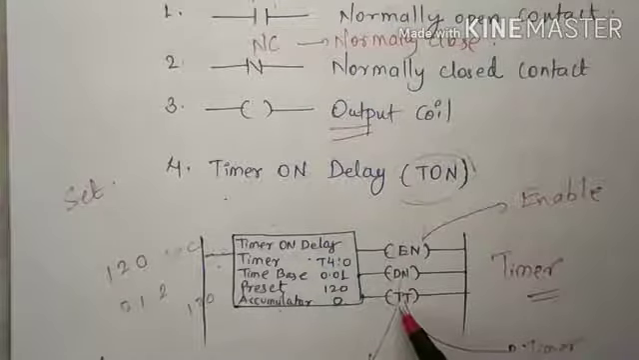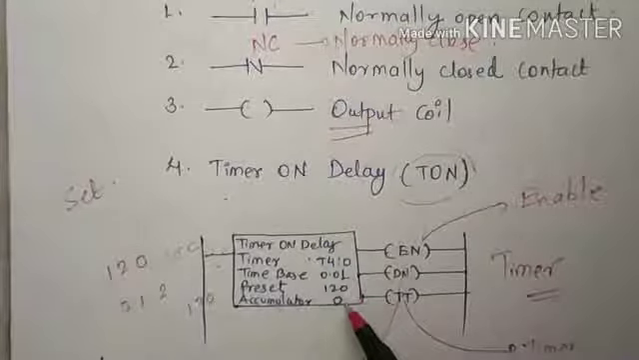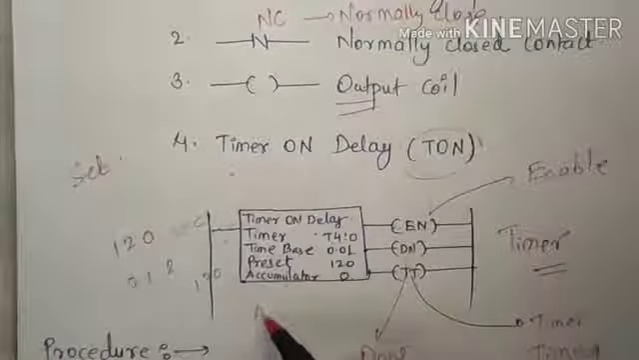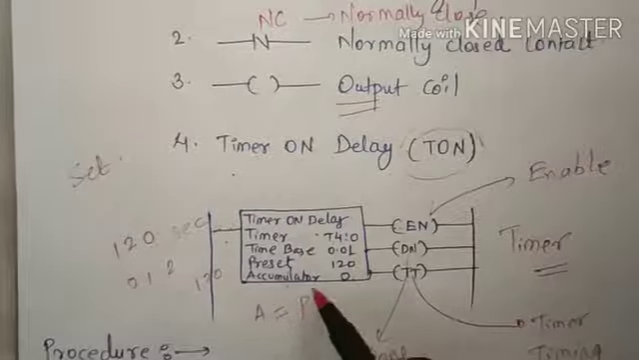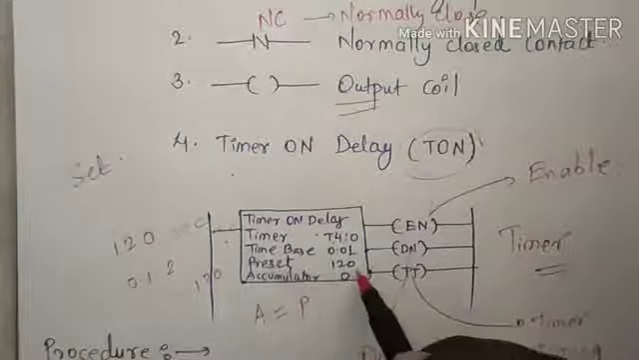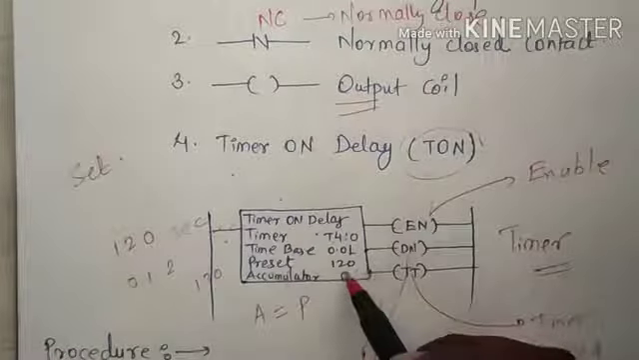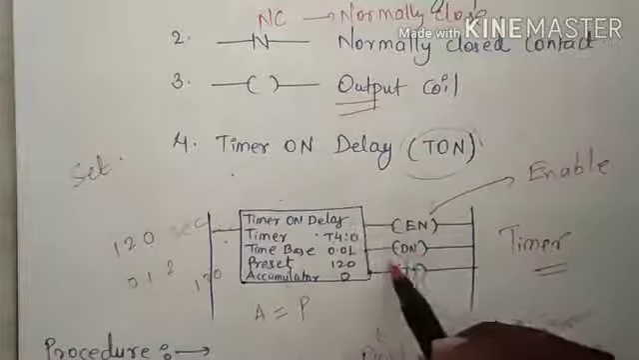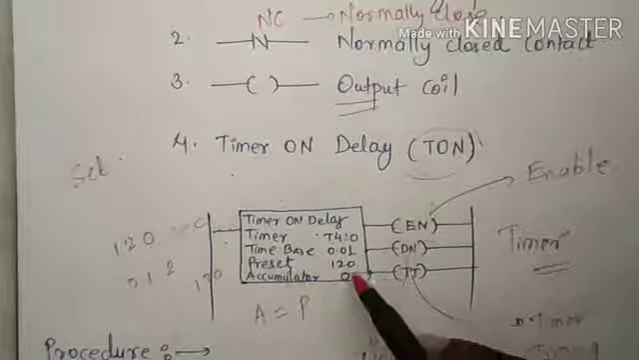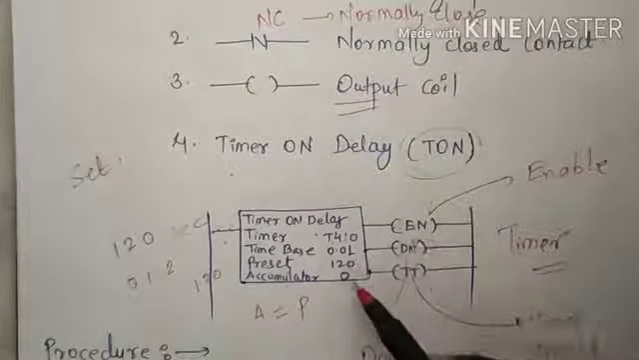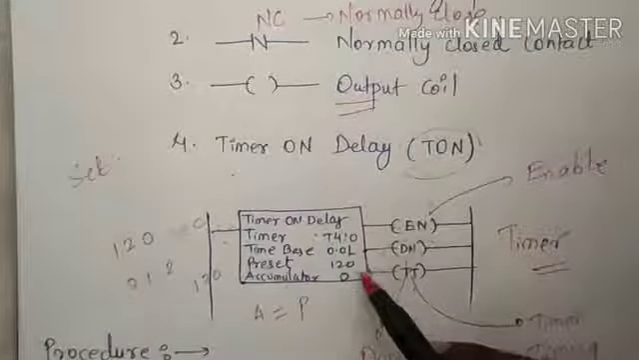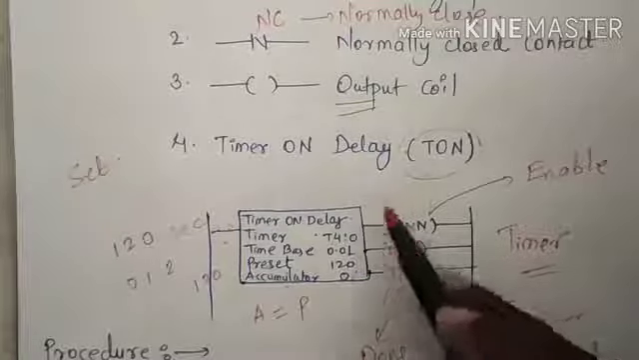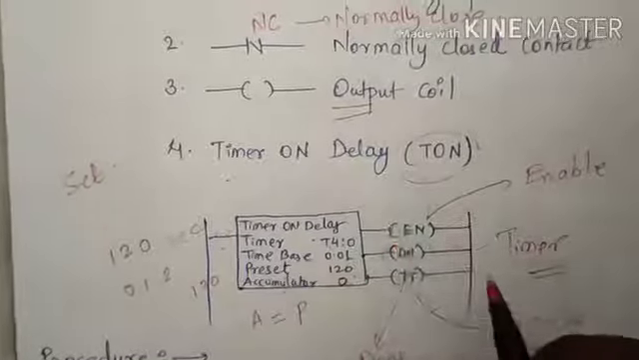After the TT bit is set, at a certain point the accumulator value will reach the preset value. These two values become equal. Then the timer should stop. For that, the DN bit will be used. If the accumulator value is equal to or becomes greater than the preset value, then the done bit will be set. So this is the basics of the timers.